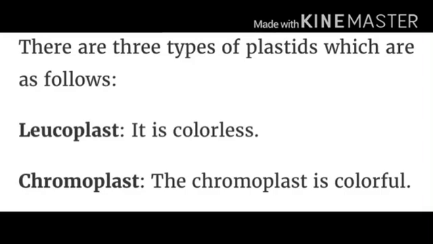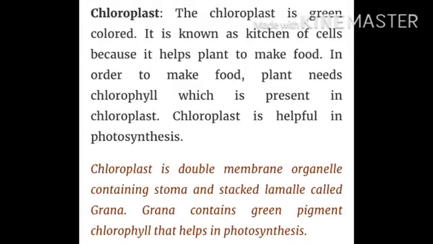There are three types of plastids which are as follows. Leucoplast, it is colorless. Chromoplast, the chromoplast is a colorful plastid. And third is chloroplast. The chloroplast is green colored. It is known as the kitchen of the cell because it helps the plant to make food. In order to make food, the plant needs chlorophyll which is present in chloroplast. Chloroplast is helpful in photosynthesis.